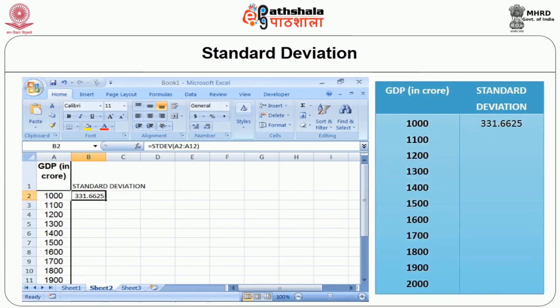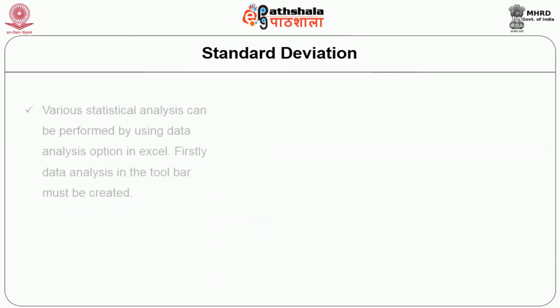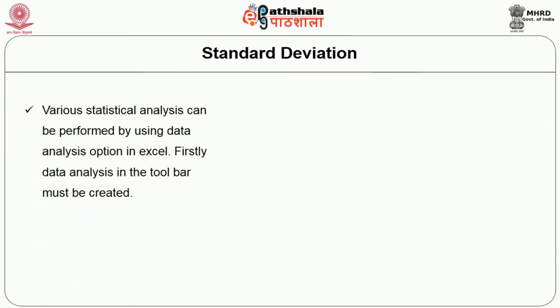The standard deviation is calculated in Excel by using the formula in Excel. The standard deviation is calculated as 331.6625 for the given data. Various statistical analyses can be performed by using the analysis option in Excel.